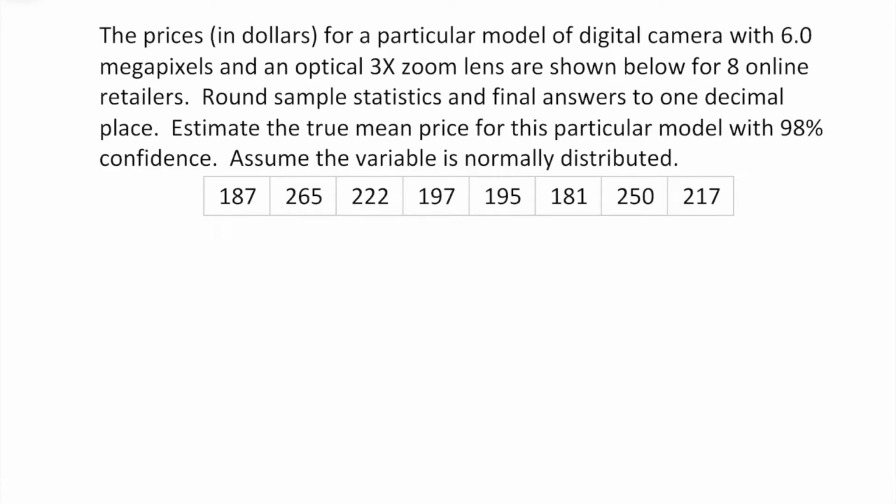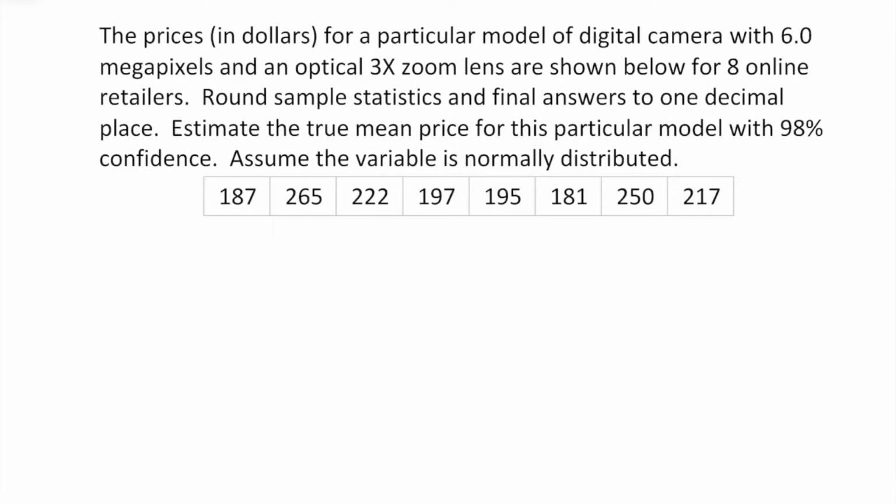The prices in dollars for a particular model of digital camera with 6.0 megapixels and an optical 3 times zoom lens are shown below for 8 online retailers. Round sample statistics and final answers to one decimal place. Estimate the true mean price for this particular model with 98% confidence. Assume the variables are normally distributed.